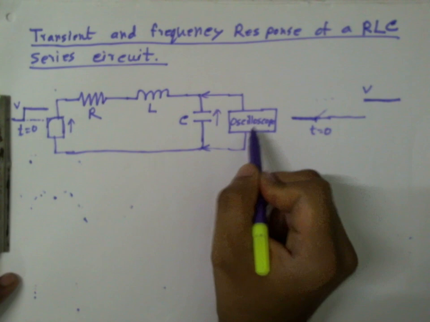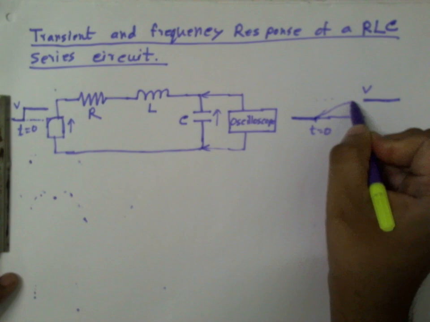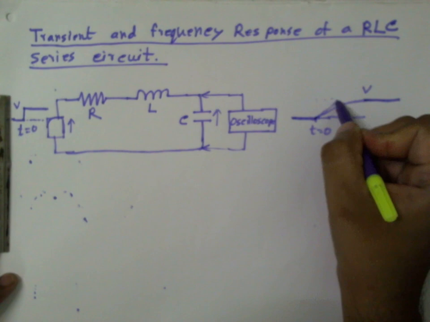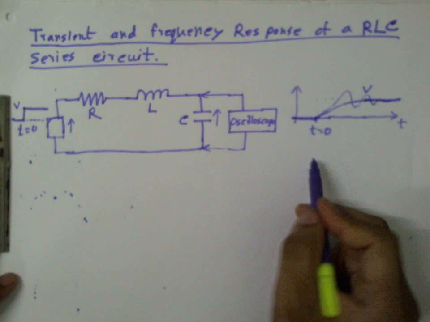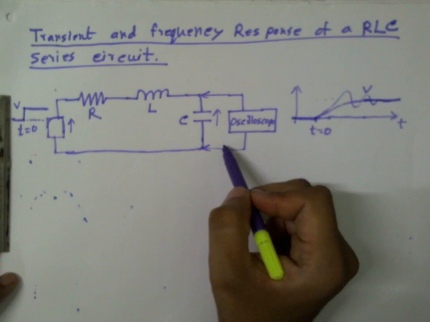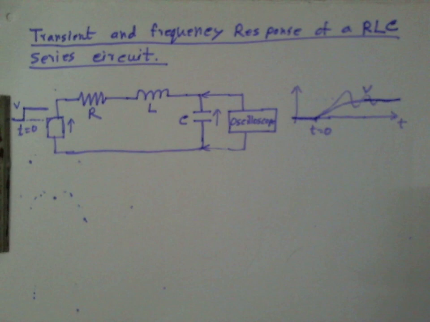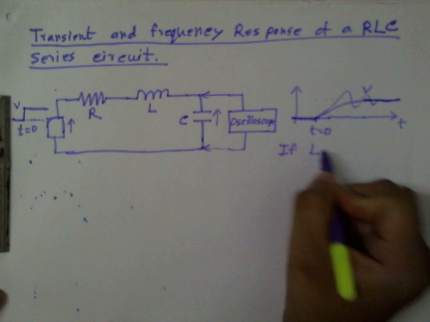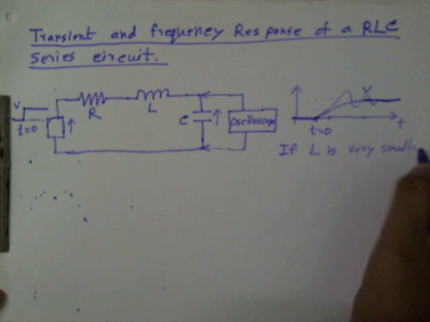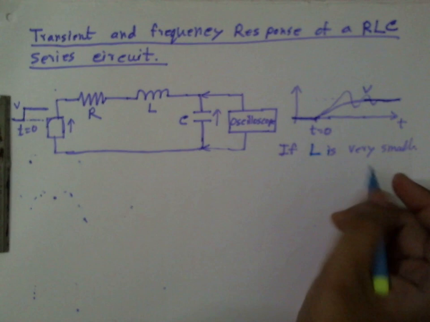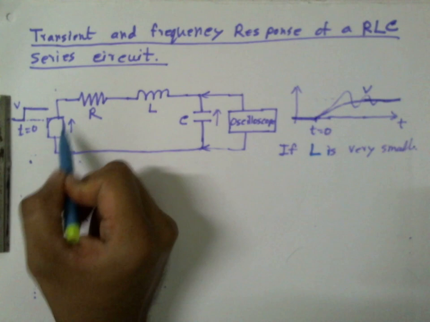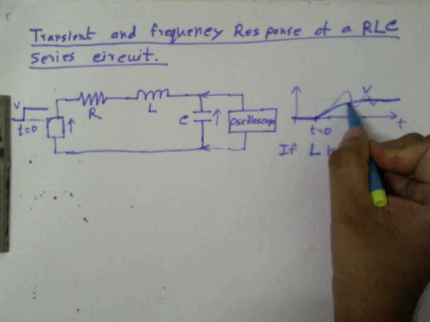So there are so many possibilities: the voltage gradually going from 0 to V, or the voltage oscillating for some time and then stabilizing at the value of V. So this is the voltage axis and this is the time axis. So how this voltage waveform looks across the capacitor is what we want to see. For example, you may guess that if the inductance L is very small, how small is small, we will deal with that question soon, but if I just say it is very, very small, then you can expect that there is no inductance and this supply voltage will charge the capacitor gradually like this, and then there will be no oscillation, etc.